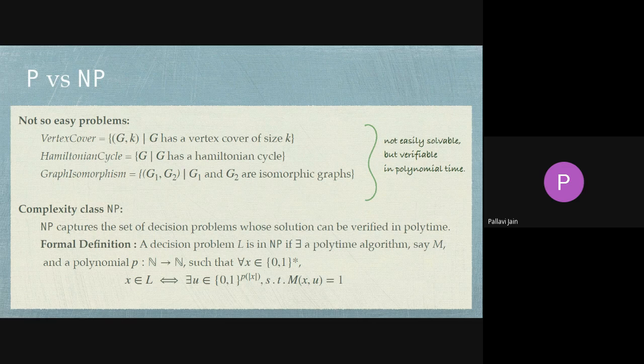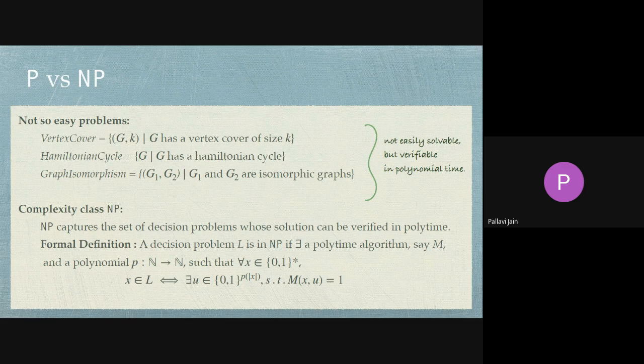Okay, so this way we have this class called NP. Its full form is actually non-deterministic polynomial time, basically. There are basically two definitions of it. This is one definition. The other definition uses the notion of non-determinism. So we have non-deterministic Turing machines or algorithms, but I'm not getting into that in the interest of time.